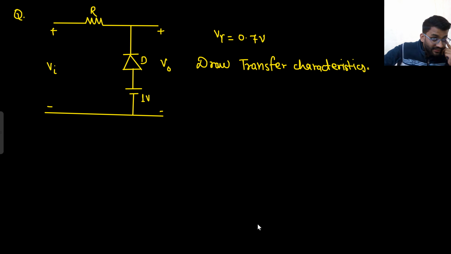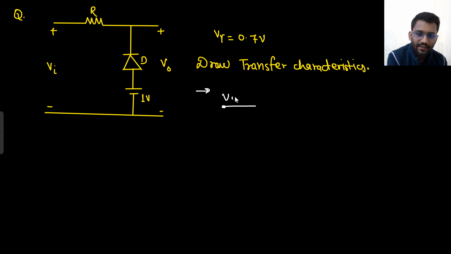So here the cut-in voltage is given. You have to draw the transfer characteristics. What will you do? You will take the battery out of the diode. You will apply the open circuit test. This potential is V in. You will apply the open circuit test and take the battery out of the diode.